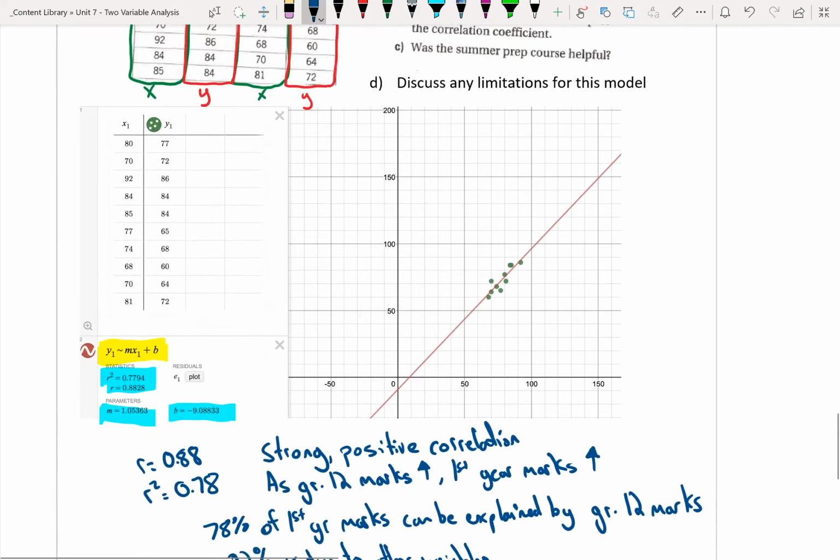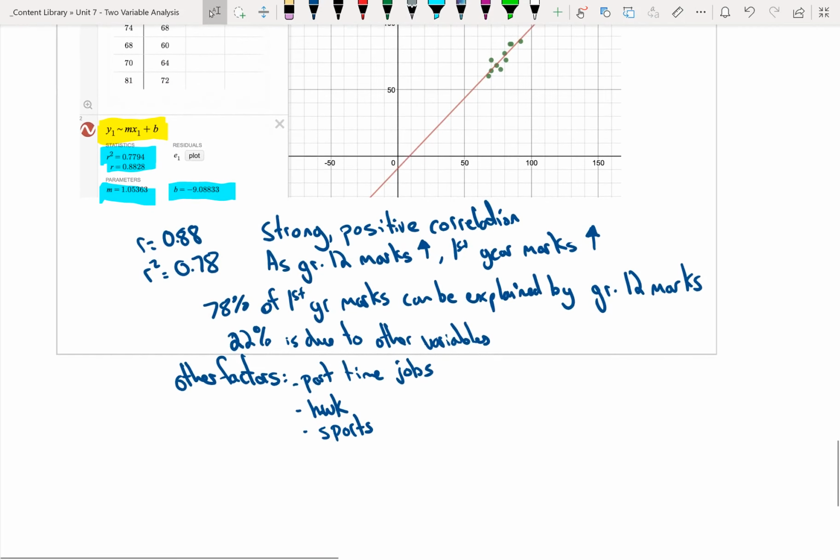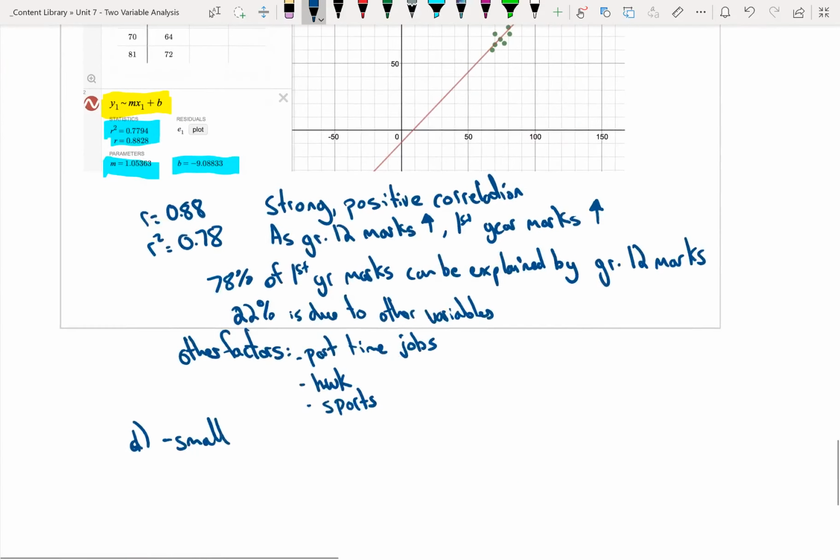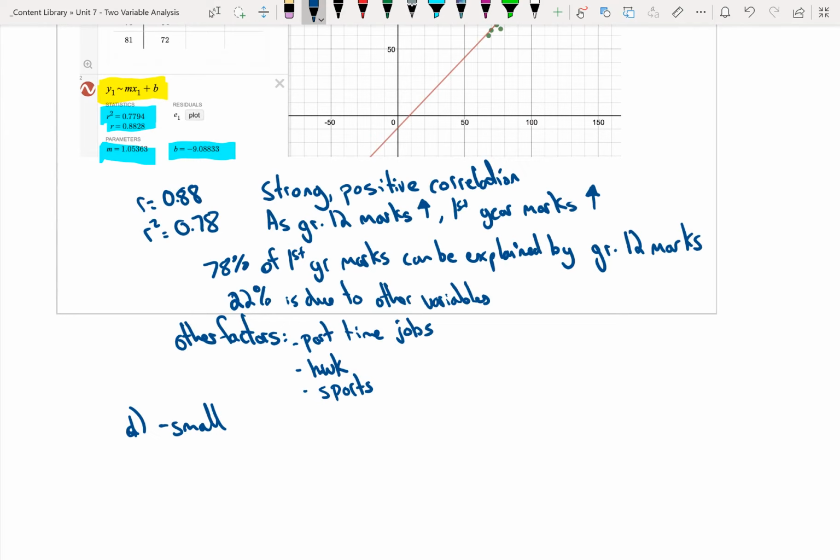And then for part D, discuss any limitations of this model. Well, if we're looking at this model, some limitations are that there's a small sample. If we're looking at the prep course, we're only really looking at about 5 students or 10 students in total. So that's a small sample. And there's really not much variation in grades. So we're not seeing much change in general anyways.